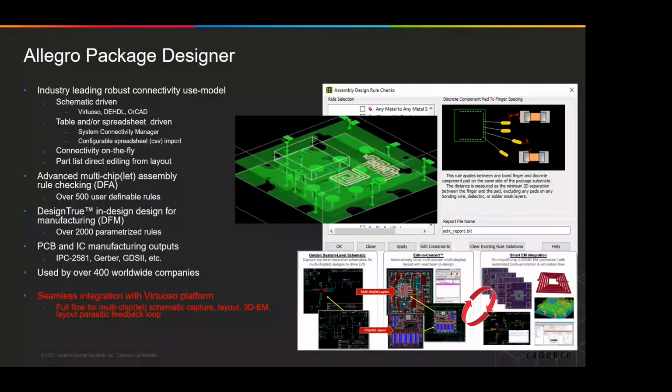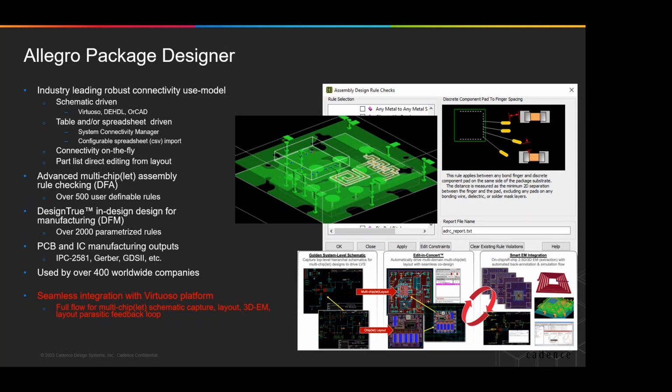So the main packaging tool that Cadence uses is called Allegro Package Designer, and this is an industry-leading tool that's used by a number of companies, over 400 companies worldwide. It can be either schematic or table-driven, connectivity on the fly. It can be partsless, can be directly edited from layout. There's over 500 user-definable rules for checking the design as you're drawing it. And critically, it can produce the PCB and IC manufacturing output. So not only can it produce GDS2, but it can produce Gerber data, which is the standard for making packages and boards.